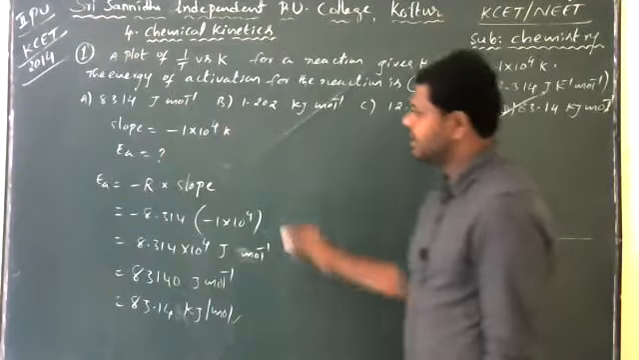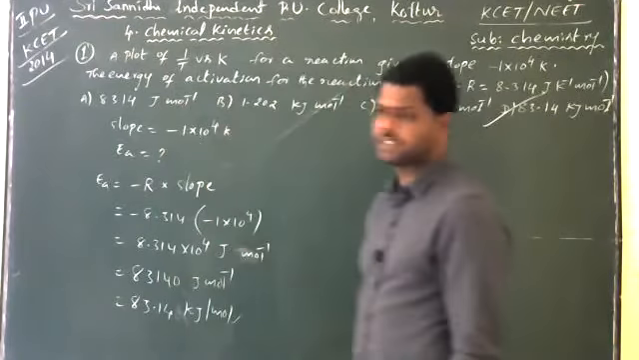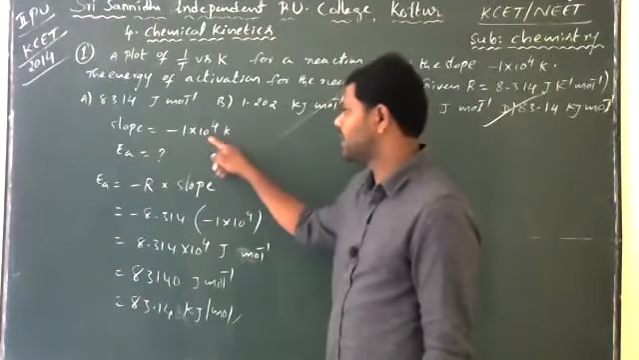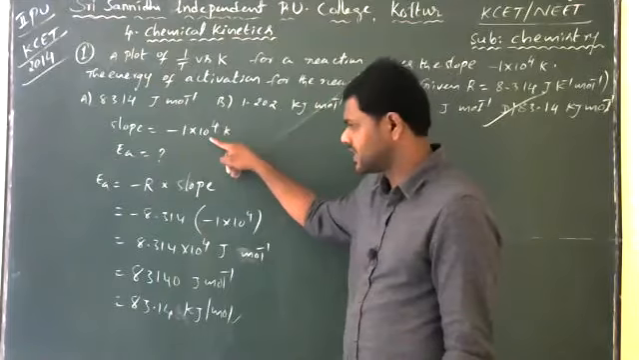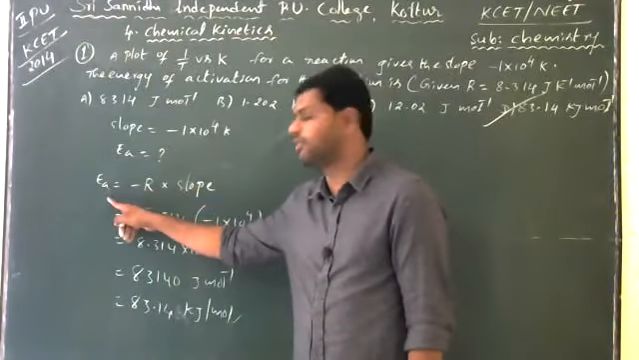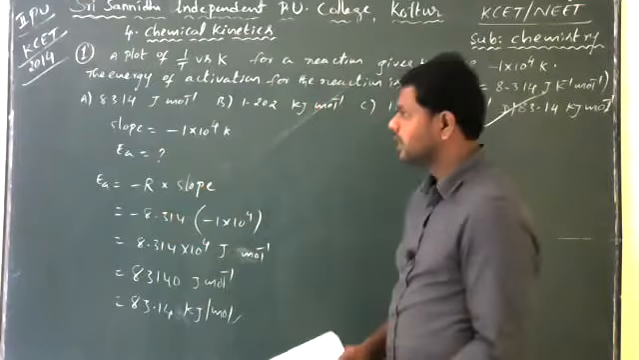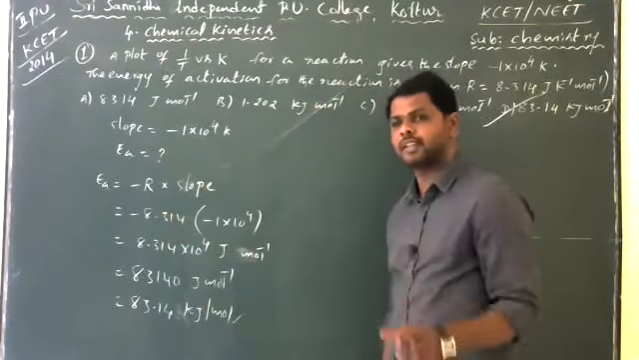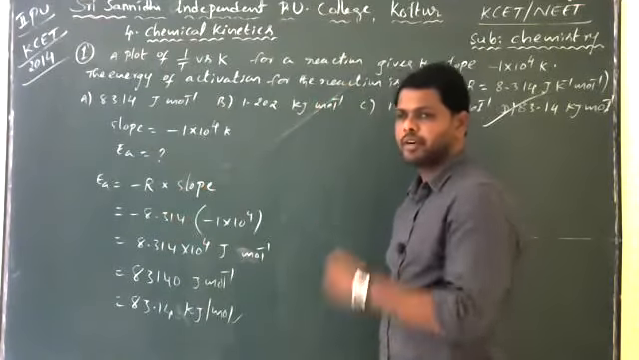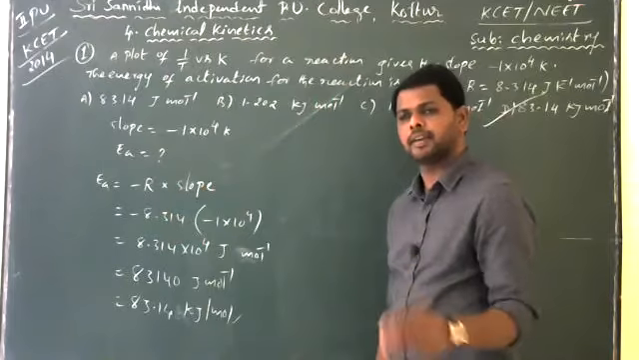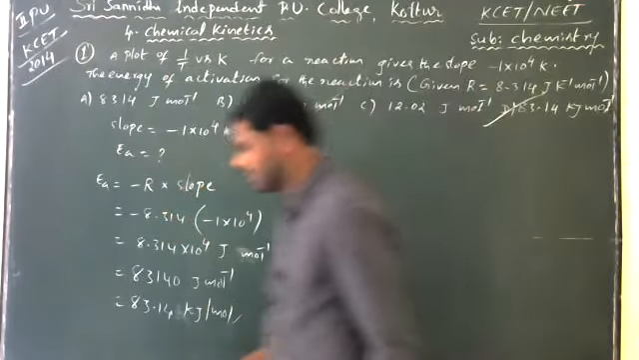So whenever the slope is given as minus 1 into 10 power 4 K, the equation is easy to find: Ea is equal to minus R into slope. This is a derivative concept question, and it has some importance, so I am explaining why we should use this first question. That is right.